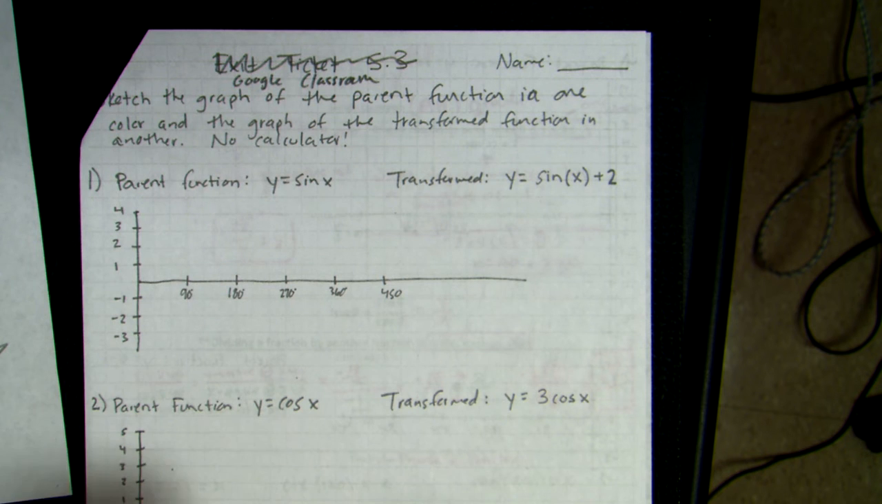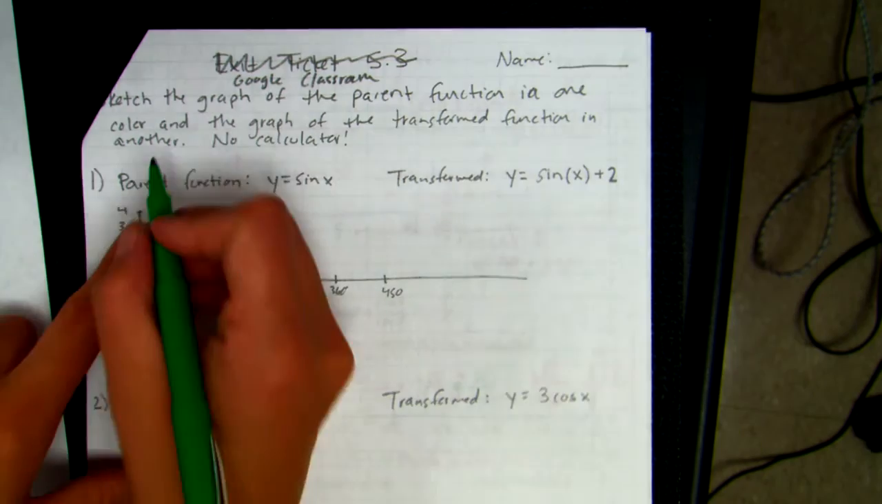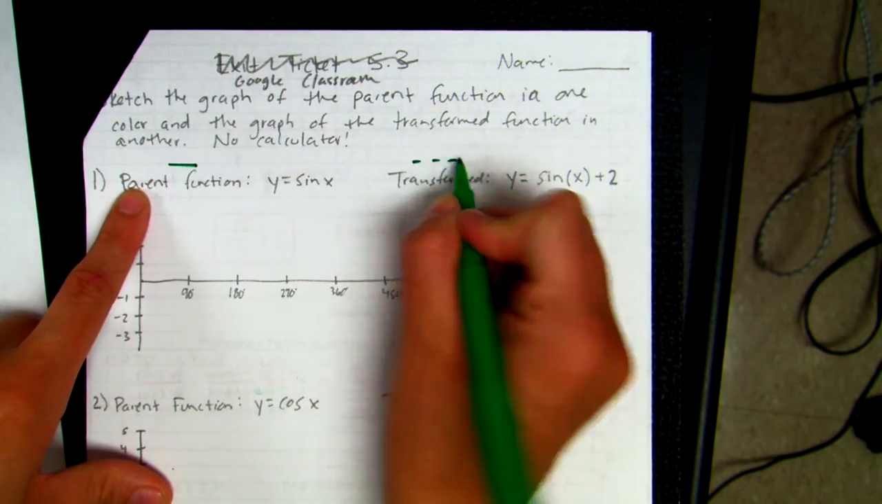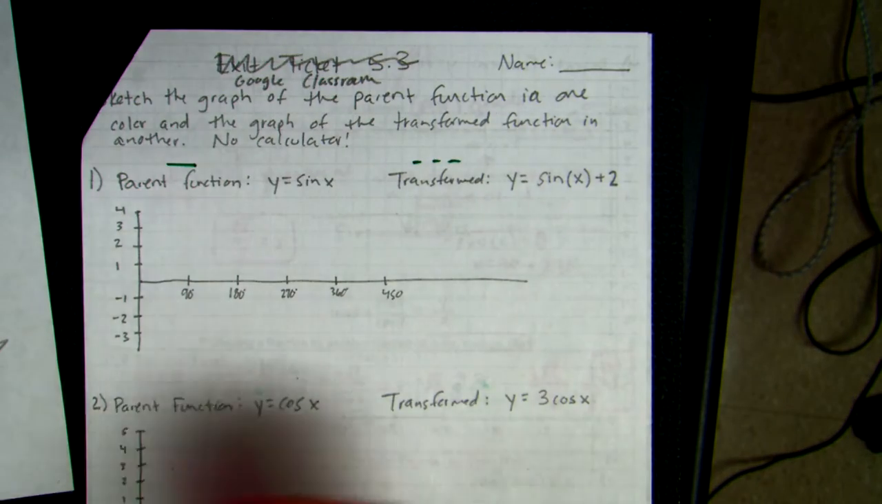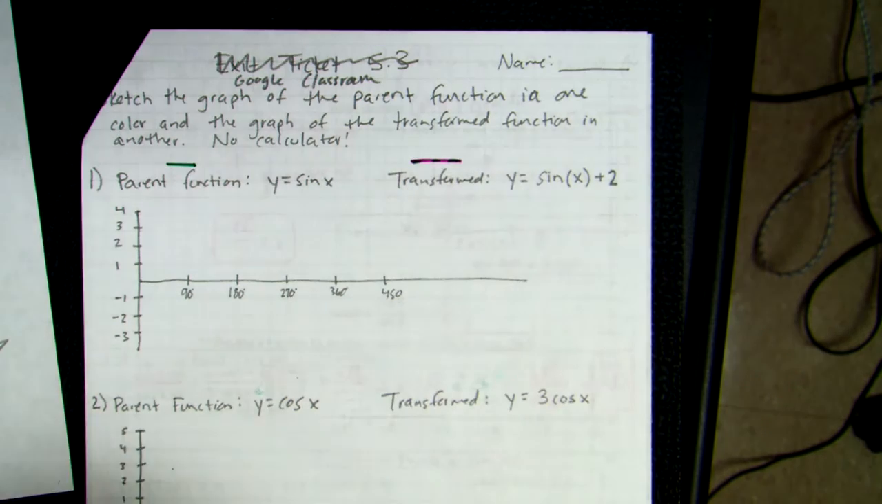Okay? First thing here, it says sketch the graph of the parent function in one color and the graph of the transformed function in another. No calculator. If you don't have different colors, that's fine. You can do solid lines versus dotted lines. That's easier for you. But I do have different colors, so I'm going to make them in different colors.